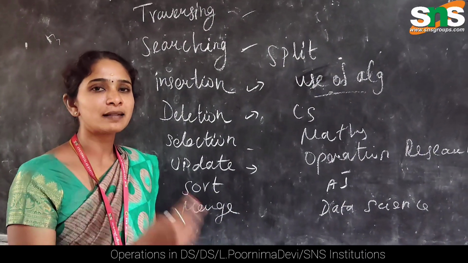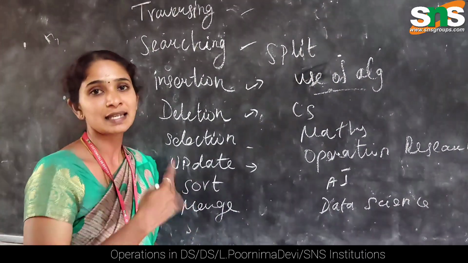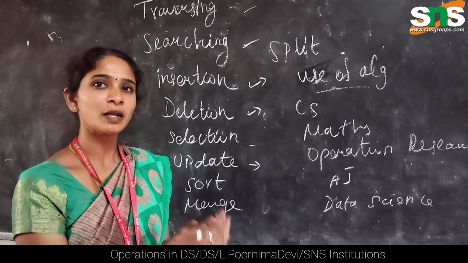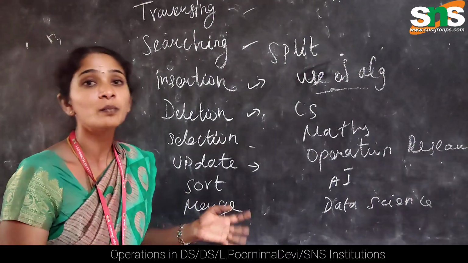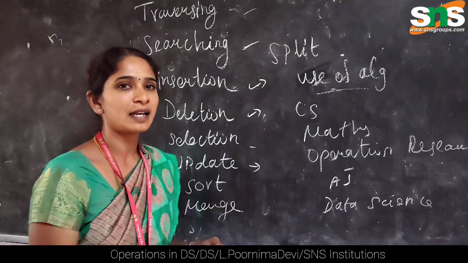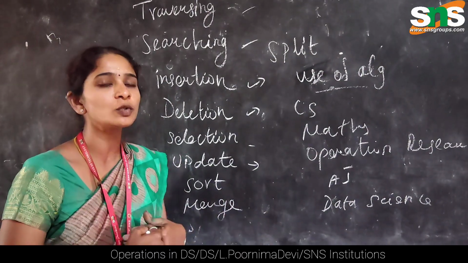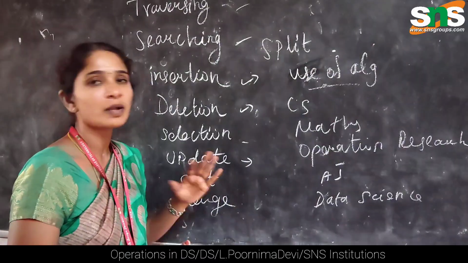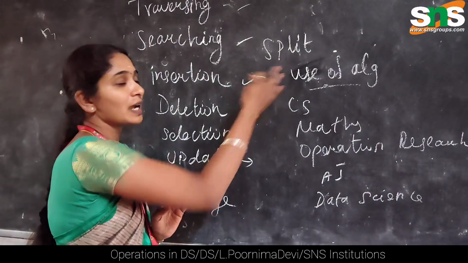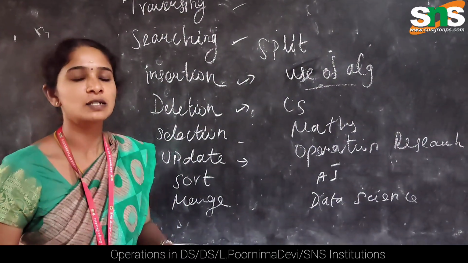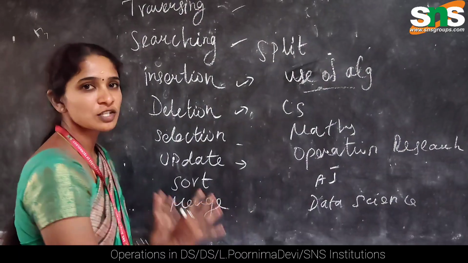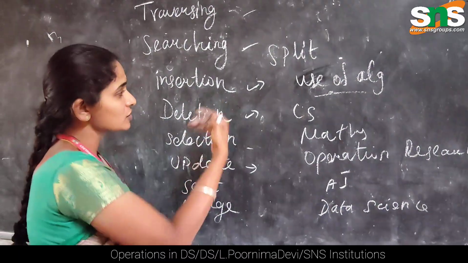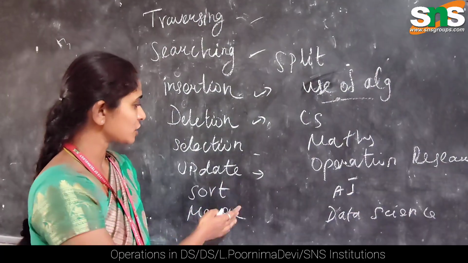And sorting, that is, ascending and descending. This type of sorting is performed on the stored data. Then merging: we have different types of data, but we need to merge them to become a new data set. And we can split that particular data. So these are all the operations to be performed: traversing, searching, insertion, deletion, selection and updation.